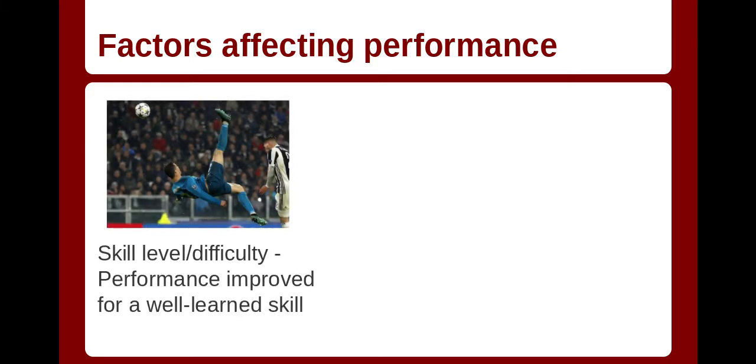And then we've got skill level or difficulty. Thinking about how well learned a skill is, and how the arousal levels in the crowd will impact that skill. Maybe attempting a bicycle kick in front of a full Wembley Stadium, if it's not particularly well learned, might not go particularly well.